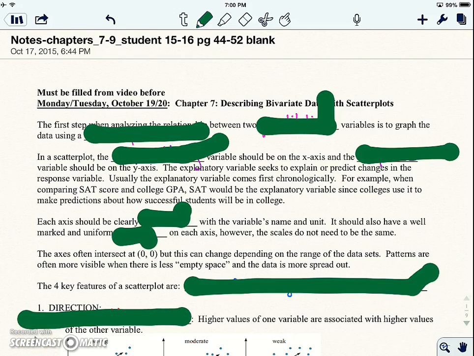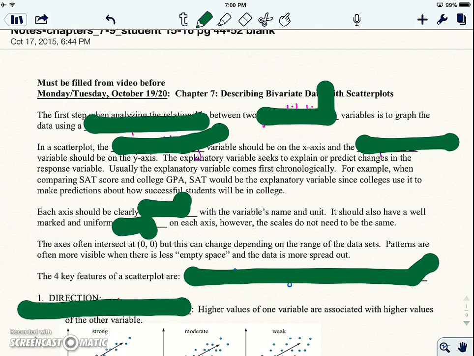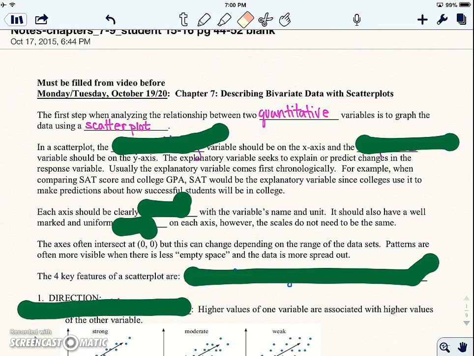This is day 1 notes for unit number 3, chapter 7 through 9. Describing bivariate data with scatter plots. The first step when analyzing a relationship between two quantitative variables, i.e. numerical stuff, things that are counting, is to graph the data using a scatter plot.